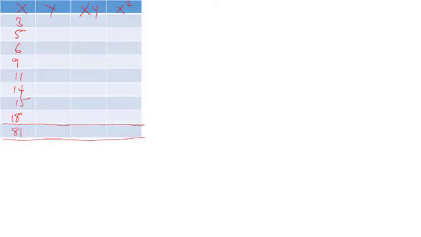Then let's fix random values for y. Let's say 2, 3, 5, 7, 10, 12, 13, and let's go for 17. So we now add them up. That is 69.